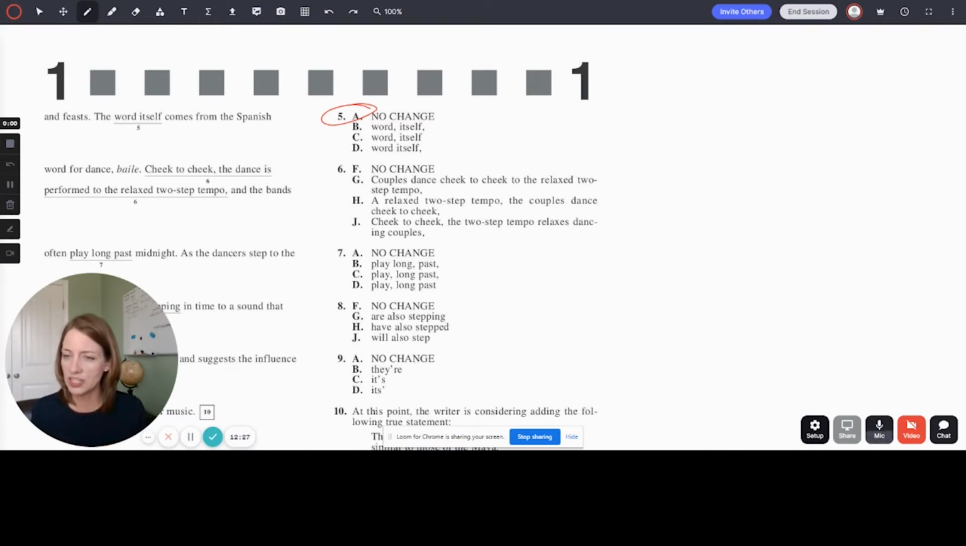Okay, cheek to cheek. The dance is performed to the relaxed 2-step tempo, and the bands often play long past midnight.